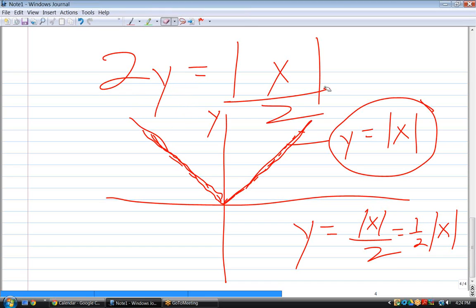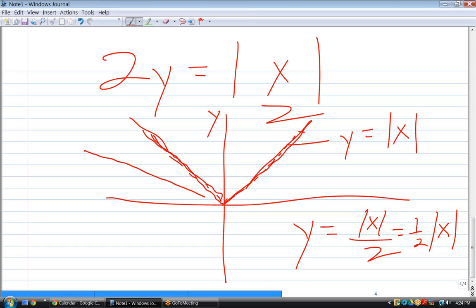This now is a multiplier of the function, so it acts as a vertical stretch or flattening. Oh, so it just gets skinnier, basically? It would get skinnier if it was a number greater than 1. If it's a number between 0 and 1, it gets flatter. Okay. That's what that would look like. That's y equals 1/2 absolute value of x.